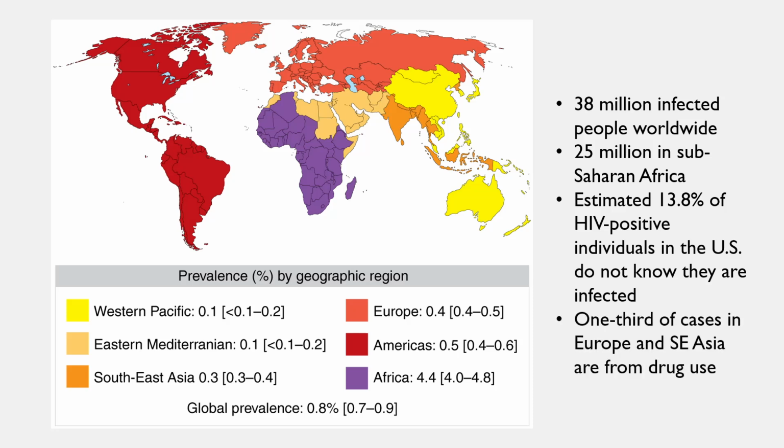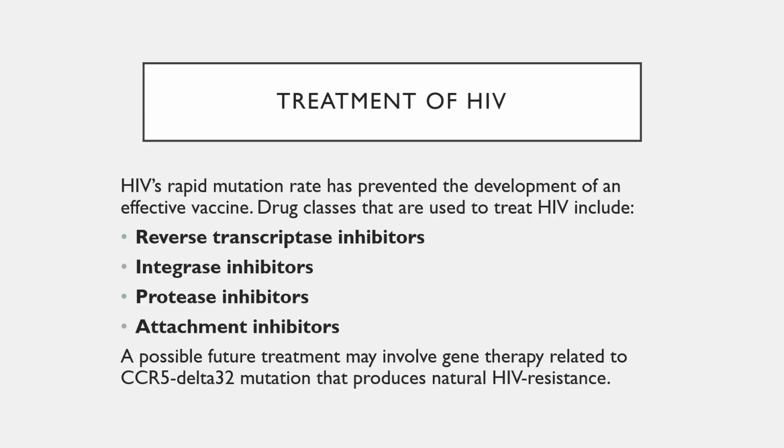It is probably no surprise to you, given the scope of the pandemic, that the treatment of HIV is a major public health priority. The development of a vaccine has been prevented by the rapid mutation rate exhibited by the HIV virus. However, there are a variety of drug classes that have been developed to very effectively treat HIV infections. These include enzyme inhibitors that target the viral enzymes reverse transcriptase, integrase, and protease, as well as inhibitor drugs that prevent the attachment of the HIV virus to the receptor on the T cell, which brings it in.